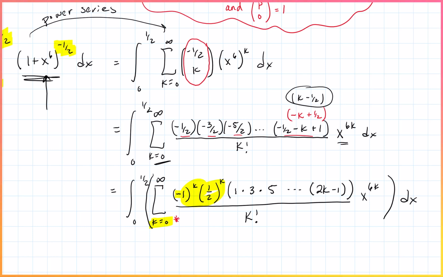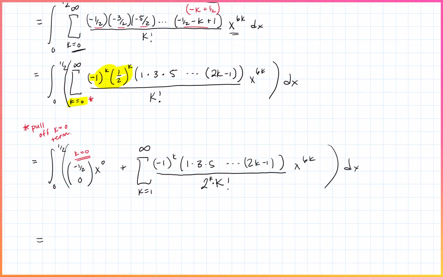So what we need to do here with this little star is pull off the k equals 0 term. So I'm going to go ahead and do that. Let's pull off the k equals 0 term, and then we can integrate this. Okay, so I just rewrote that where we pulled off that k equals 0 term because it didn't match the pattern that we had derived when we factored out that negative 1 and that 1 half. So I pulled that off. Here's our term when k equals 0: negative 1 half choose 0, x to the 0, which of course is just 1. So we're going to be integrating from 0 to 1 half.